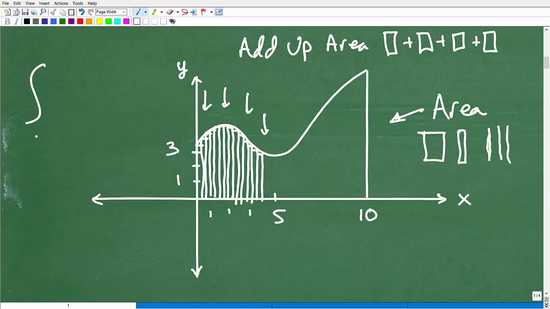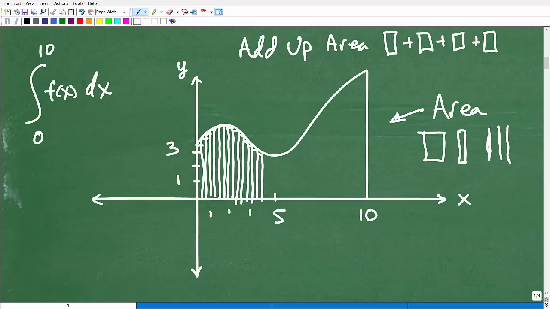I'm going to go ahead and say 0 to 10, and you'll see what this means here. Okay, now this is actual calculus symbology. You're like, all right, let's understand this. What is this saying? Well, what this is saying in calculus is the following.